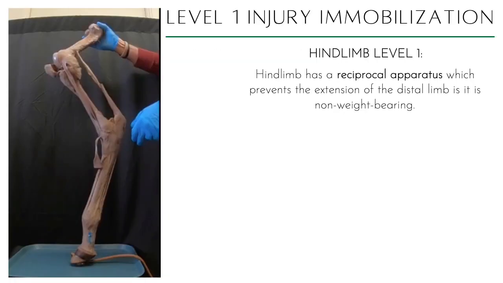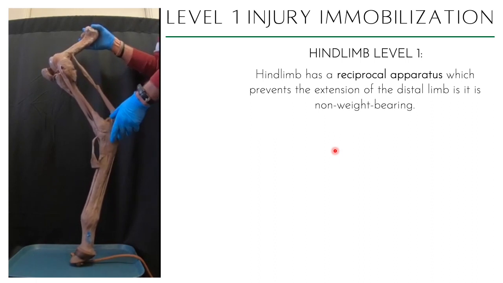Right. Now, how about the hind limb? The hind limb, first of all, would have a reciprocal apparatus. The reciprocal apparatus is a part of the stay apparatus. The stay apparatus is a system, and a part of that is the reciprocal apparatus. I don't know if Anat covered this one. I know they covered stay apparatus. This prevents the extension of the distal limb when it is non-bearing.